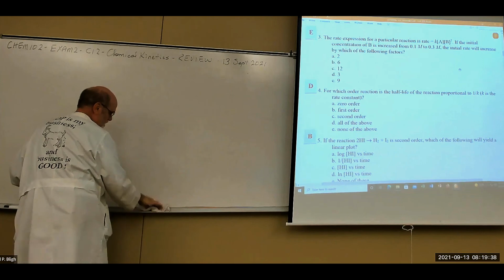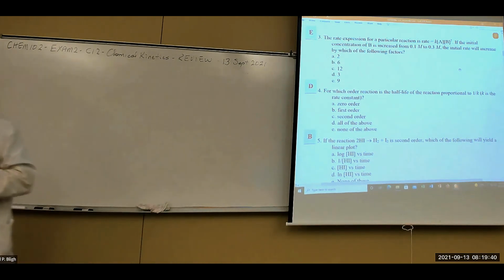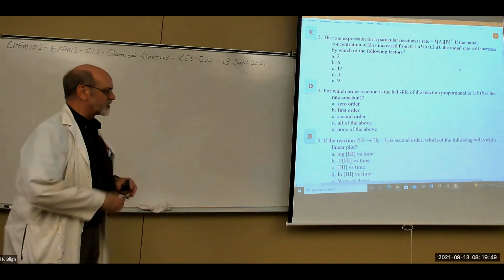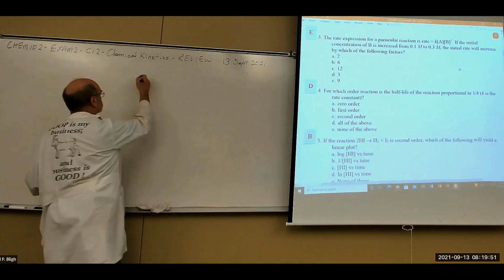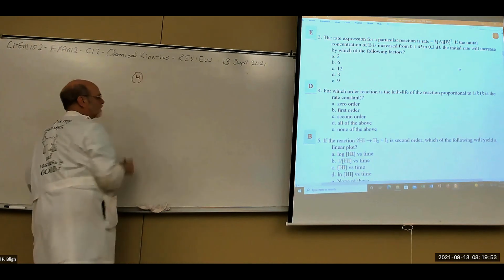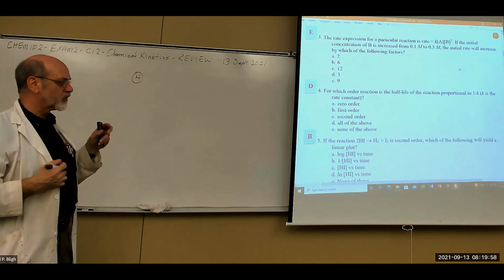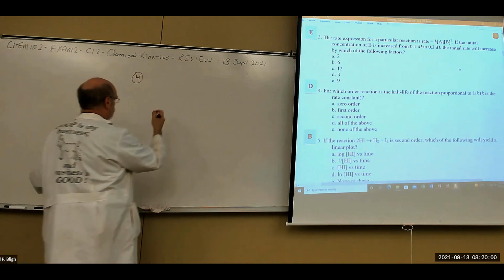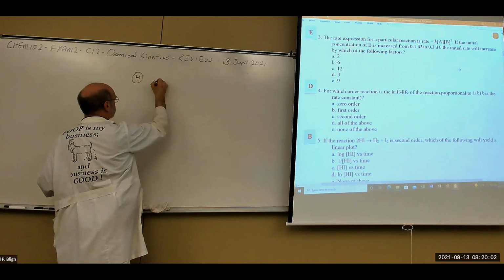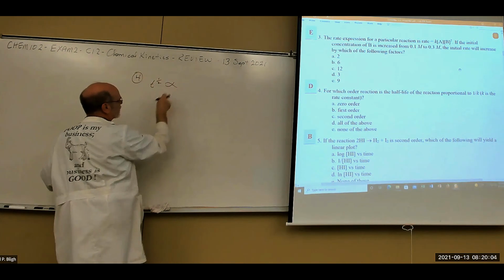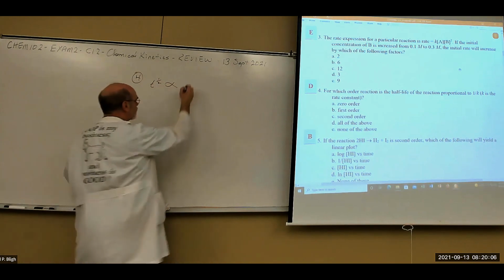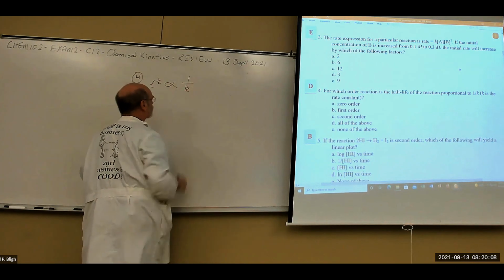All right. Let's see. I must have thought all of these were important on that page. We're going to number 4. For which order reaction is the half-life of the reaction proportional to 1 over K? Half-life proportional, that's what that means, proportional to 1 over K.